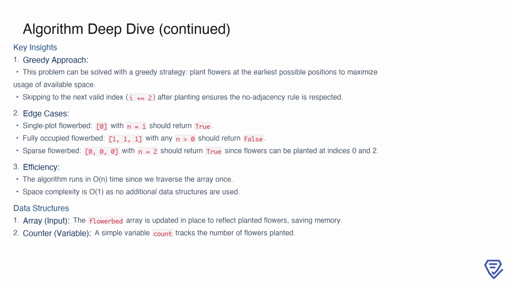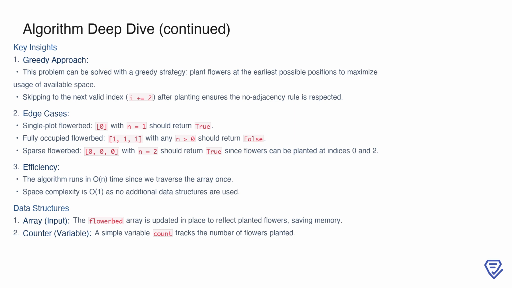In a single plot flower bed, such as [0], planting one flower is possible, so the output would be true. If the flower bed is already fully occupied, like [1, 1, 1], planting any flowers is impossible, so the output is false. In a sparse flower bed, such as [0, 0, 0], planting two flowers is feasible at indices 0 and 2, which results in an output of true.